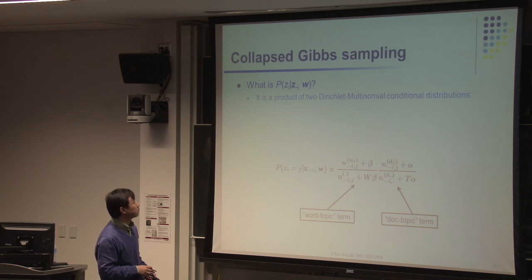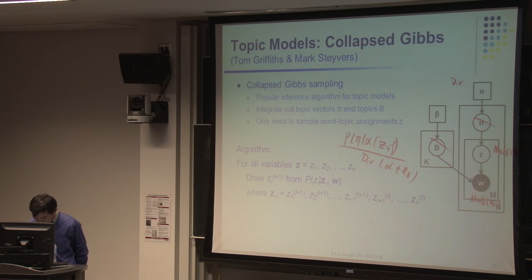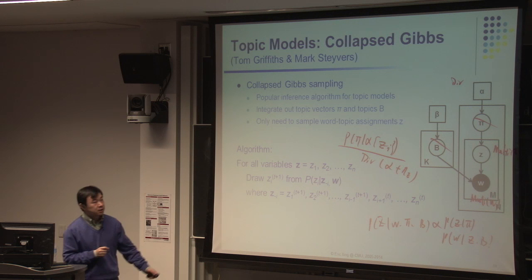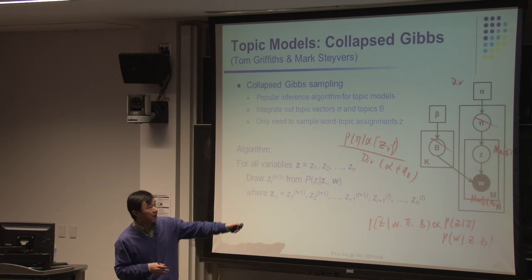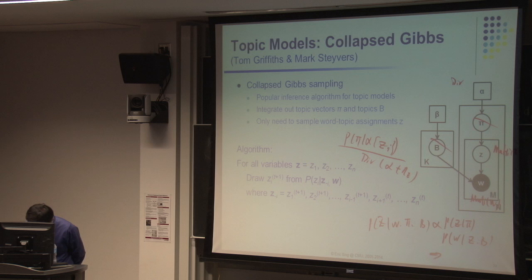What is Z? If you look at the model, the P of Z given W, given pi, given B can be written as proportional to P of Z given pi times P of W given Z and B. And so this guy is what? This guy is a multinomial. Now I actually marginalized out the pi. Therefore, I should now move on to rewrite it, because I don't have pi anymore, I'm going to write P of Z given alpha and also counts of all the other Z's.